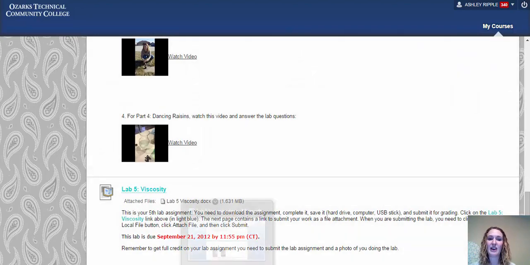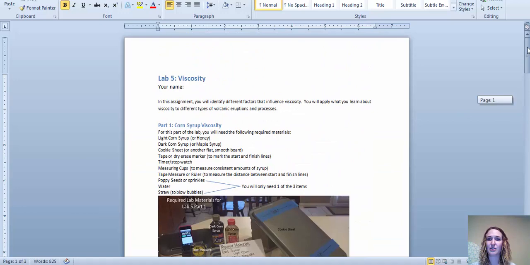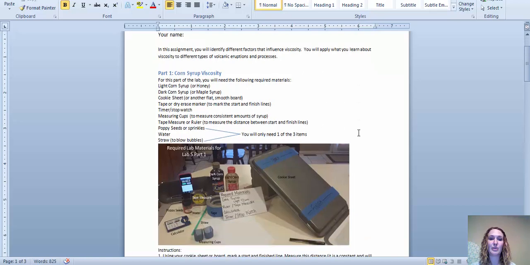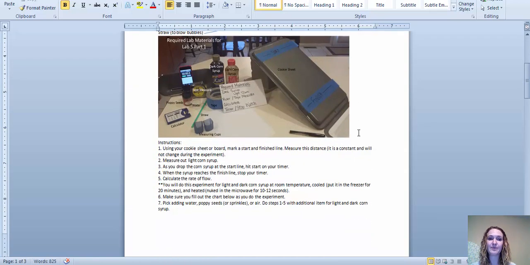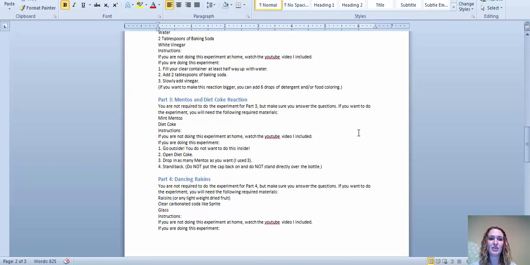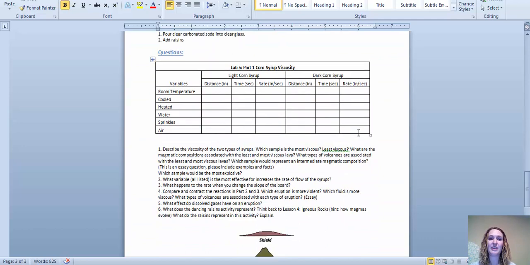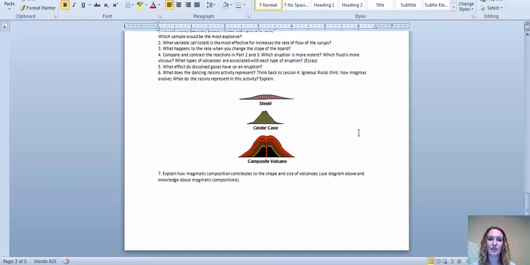Down here, I have Lab 5 already downloaded, so you can get a good idea. Let's scroll back up to the top. Part 1 is corn syrup viscosity. It goes over all your required materials and the instructions for that. Same for part 2, part 3, and part 4. Do not forget to fill out this chart for Lab 5 Part 1 for corn syrup viscosity, and answer the following questions.